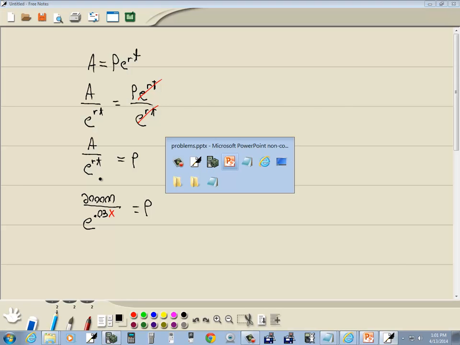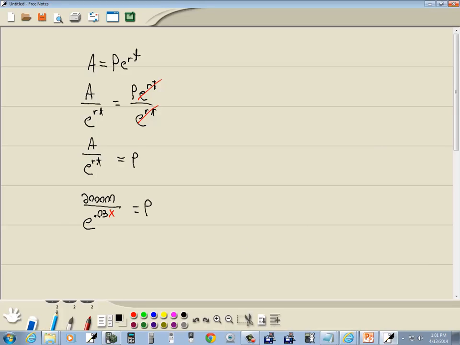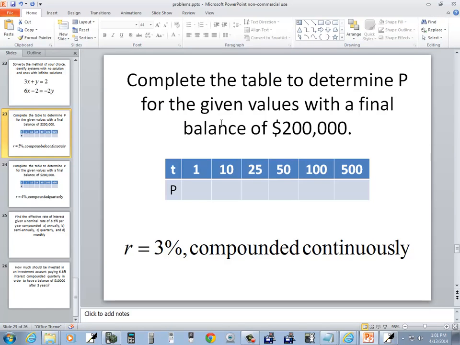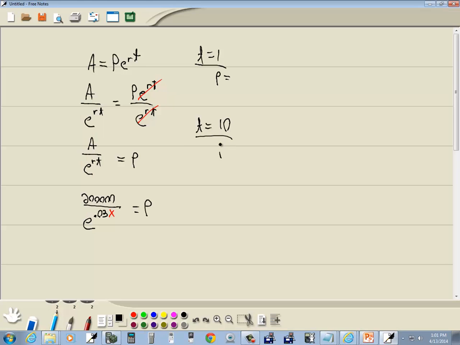There we go. Okay, what are we looking for? T is equal to 1. We've got T is equal to 10. T is equal to 25. T is equal to 50. T is equal to 100 years. And T is equal to 500 years.